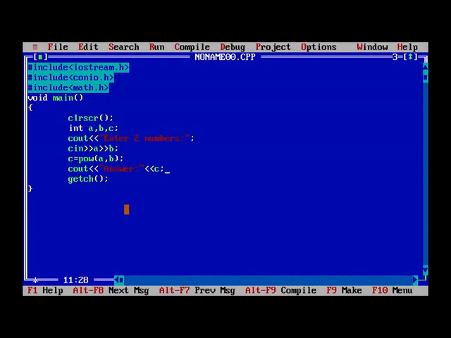Once again, let me execute it and try out a different number. Let me give 2 and 5. That means 2 to the power of 5, that means 5 raised to the power of 2, that means multiply 2 five times. So how much do we get? We get 32. So that is how we use the pow function.